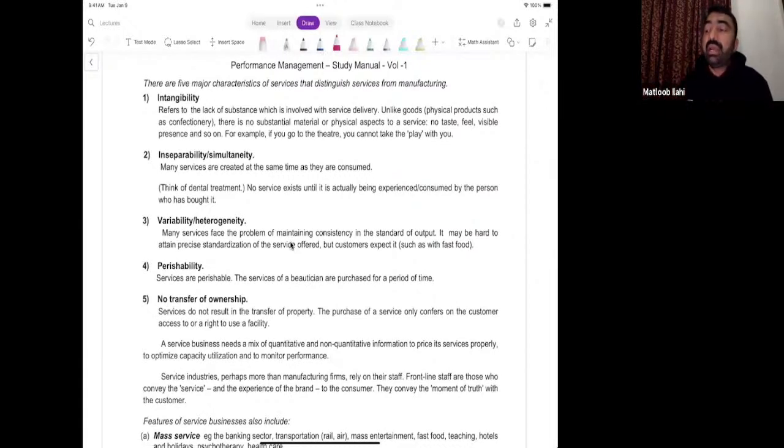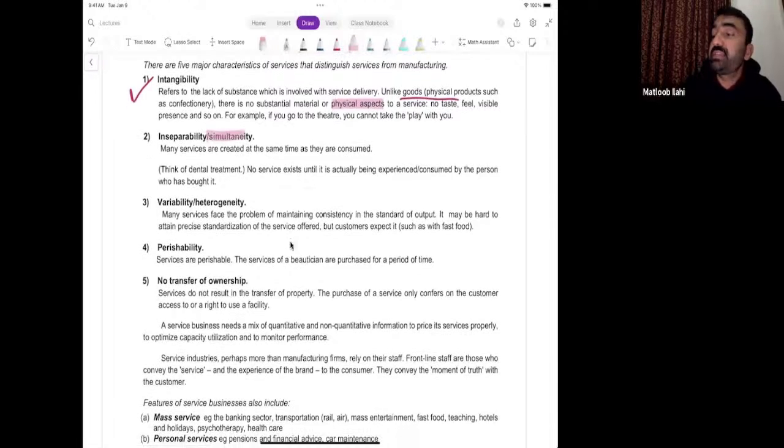Let's have a quick look. Intangibility means that services are intangible. They cannot be physically touched or physically seen. They may not have any physical aspect. Inseparability means simultaneity: services are produced and consumed at the same time. Variability, also called heterogeneity, means that services vary from time to time, person to person.